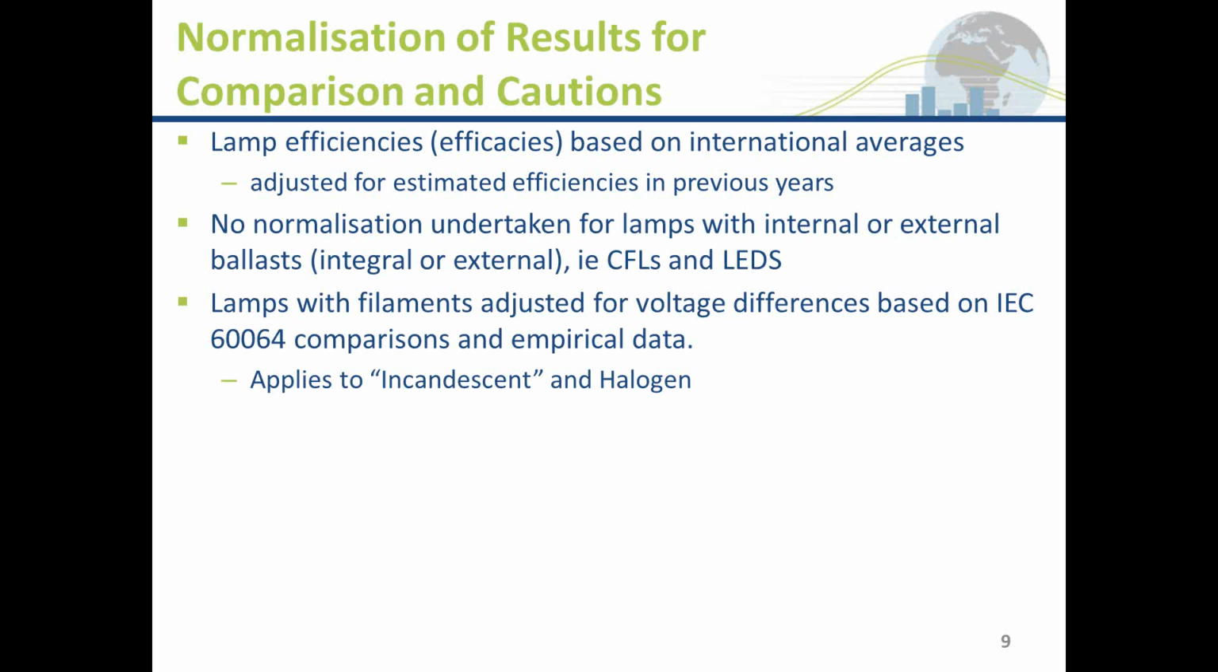I talked about the normalization process to try and make things comparable. Well, as a general statement, CFLs and LEDs, because they have electronic controls, voltage differences and things like that don't really make much difference. Similarly, the test methods are very similar. Around the world, they're all based on CIE standards, ultimately. So there's no normalization for those lamps. Where we have had to make a normalization is for filament lamps, which is incandescent and halogens, traditional incandescent and halogen lamps. And where we've done that, we've used an internationally recognized approach, which is IEC 60064, and we've backed that up with some empirical data to make sure that it actually gives a reasonably accurate conversion, which it does, fortunately.